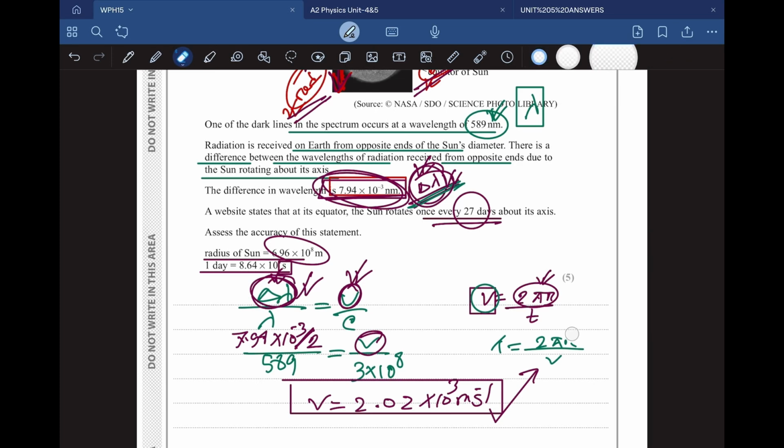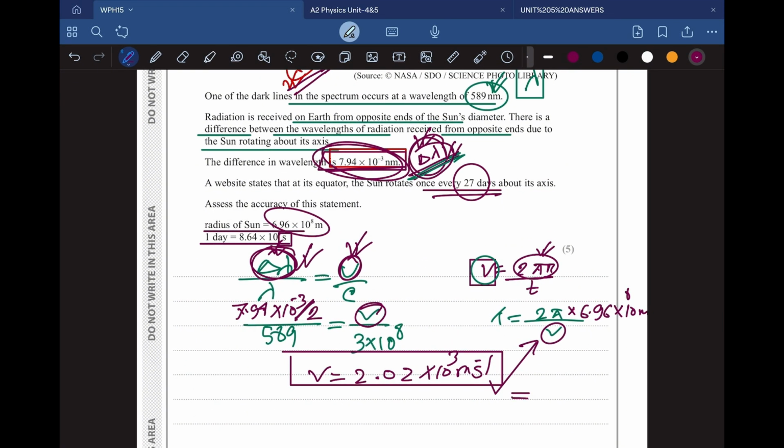Let me convert this radius right here. This radius will be 6.96 into 10 to the power 8 meter, and this will be our v value. If you do this, our time period will be equal to 2.165 into 10 to the power 6 seconds. Now our answer has come in seconds.